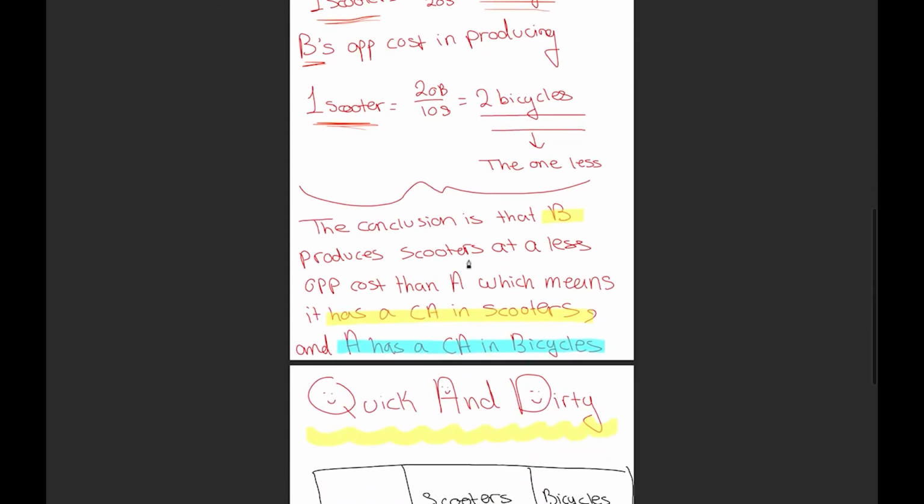And I wrote a conclusion for you here. The conclusion is that B produces scooters at a lower opportunity cost than A, which means it has a comparative advantage in scooters, and A has a comparative advantage in bicycles. There can be only one country that has a comparative advantage in one good. There can't be a country that has a comparative advantage in two goods. That is impossible.